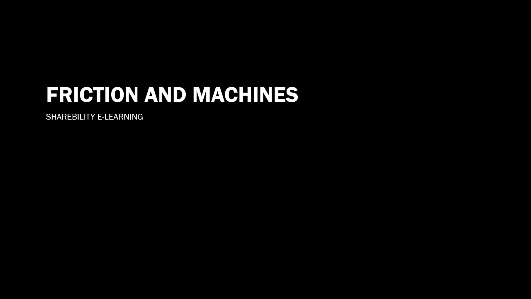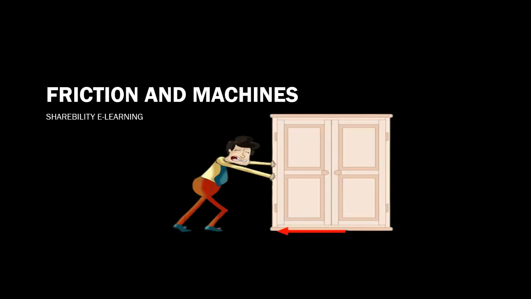Straight away, let's begin on our subtopic, friction and machines. You're seeing that gentleman there struggling to push a door, where that red arrow is pointing, opposing him. In other words, the red arrow opposing this gentleman's movement is called friction. So friction is a force that opposes relative motion between objects.